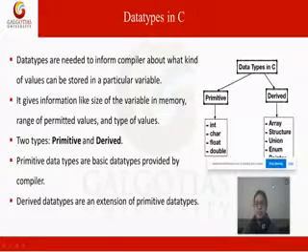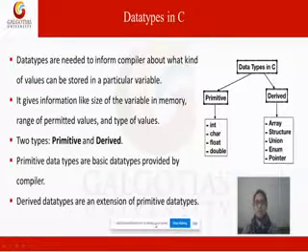If you look at this diagram here, you will see that data types in C are of two types. You have a primitive data type and you have a derived data type. Data types are needed to inform the compiler about what kind of values can be stored in a particular variable. It gives information like the size of the variable in the memory, the range of permitted values that it can hold, and the type of values that it can hold. So these three pieces of information are what are being directed by the data types.